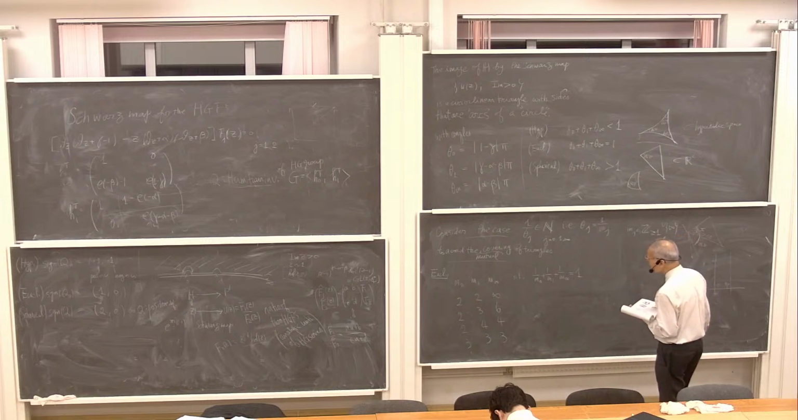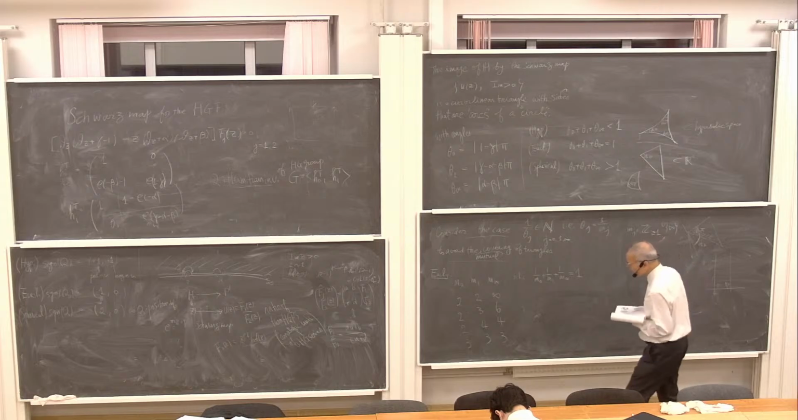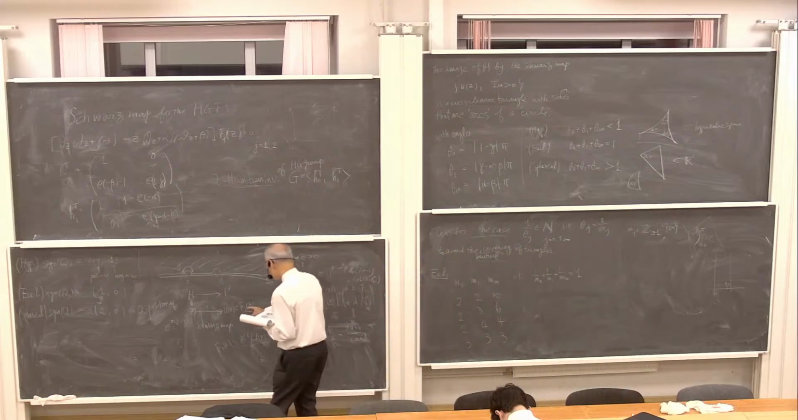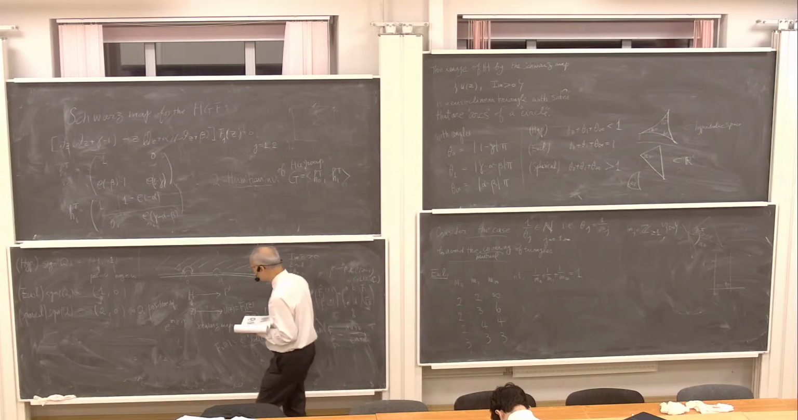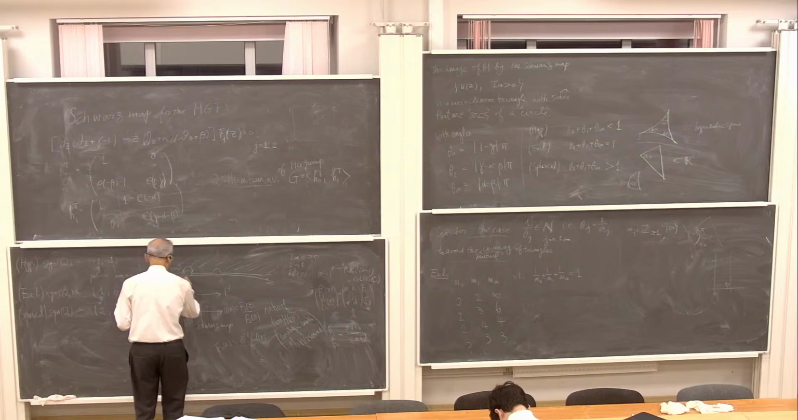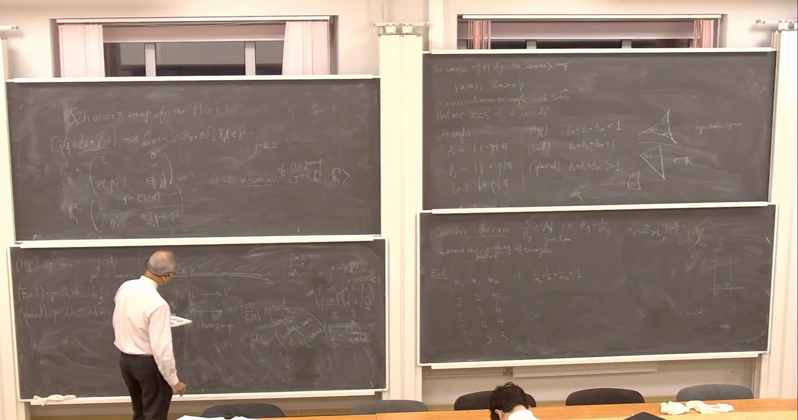and the image of the upper half plane by this Schwarz map, and also the image of the entire C, the entire complex plane, because we mentioned that the lower half plane is mapped to a conjugate domain.